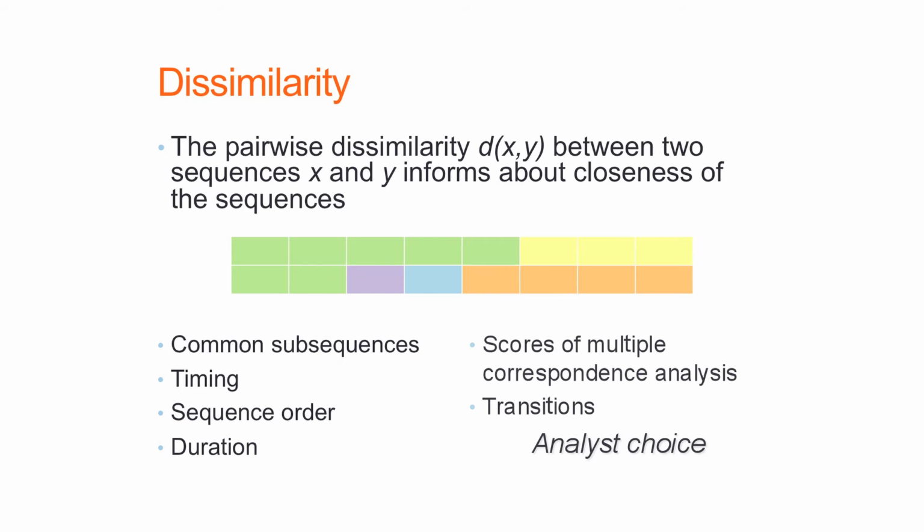We could also look at the timing of when states or events occur. We can look at the ordering of the sequences. We can look at duration. We can calculate scores of multiple correspondence analysis, and that is something that's in CHISA software, to deal with something more than just the basic kinds of sequences. And we can look at transitions and define dissimilarity based on any of those.